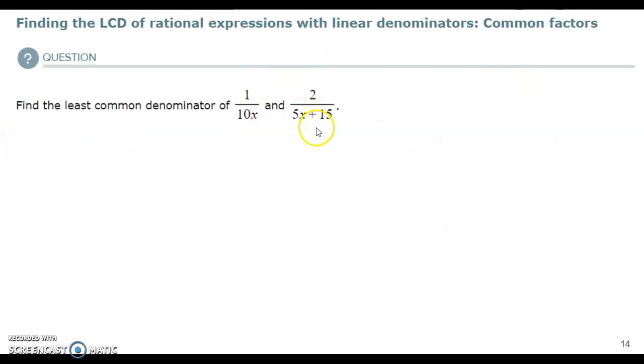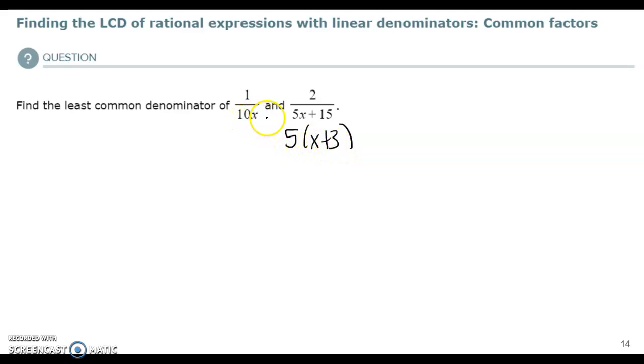This is asking for just the least common denominator. So that means I'm just thinking about what would both of these go into. So I'm going to see, do any of them have a common factor that we can pull out? I can pull out a 5 and I get x plus 3. I cannot simplify this anymore. So that means every side at least needs a 5 times x plus 3.